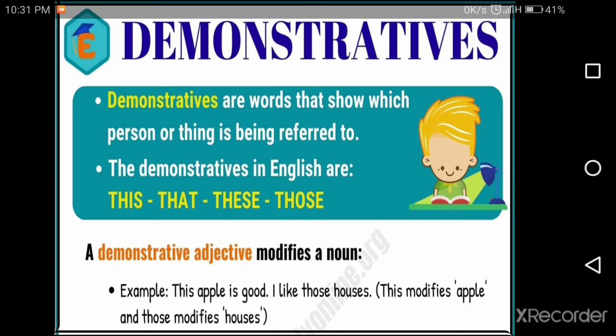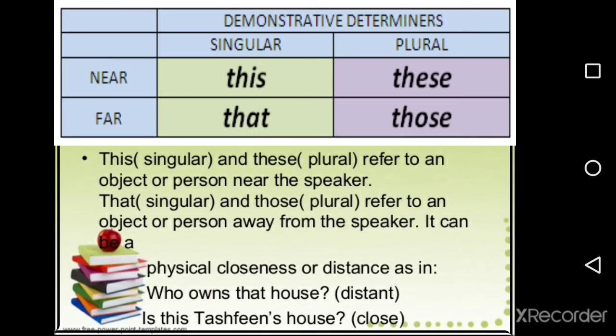Moving ahead to the second type of determiners, that is demonstratives. Demonstratives are the words that show which person or thing is being referred to. The demonstratives in English are this, that, these and those. Now let us see the usage of these demonstratives. This and that are used for singular nouns and these and those are used for plural nouns. This for singular nouns and these for plural nouns refer to an object or person near the speaker. That for singular nouns and those for plural nouns refer to an object or person away from the speaker.